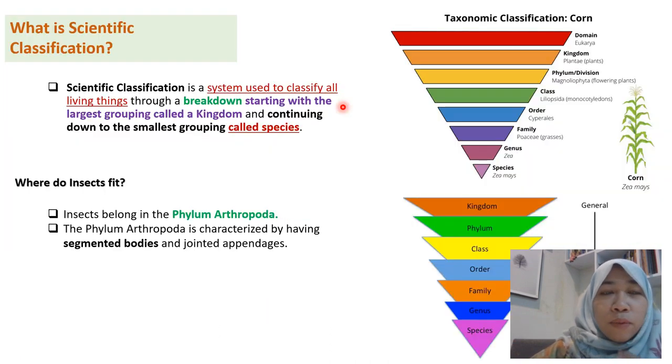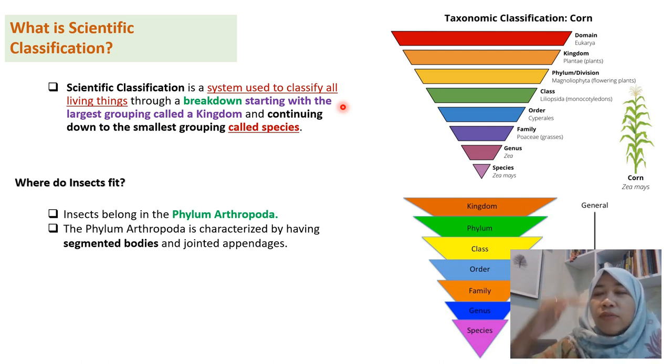Okay, the first thing, what is scientific classification? How important is classification? Scientific classification is a system used to classify all living things, not only insects. All living things have a classification system that breaks down from the largest group into the smallest group. So this is scientific classification, for classifying all living things.